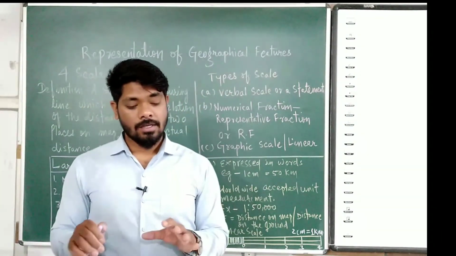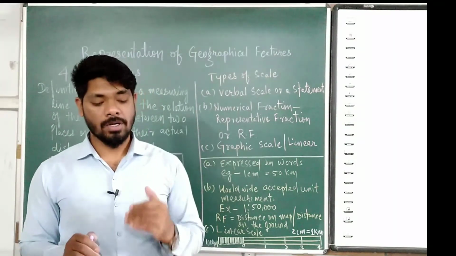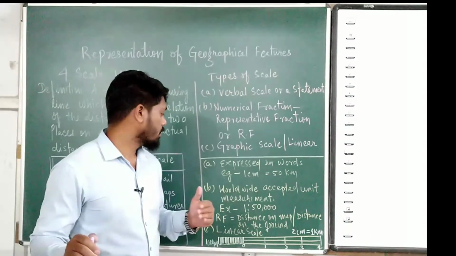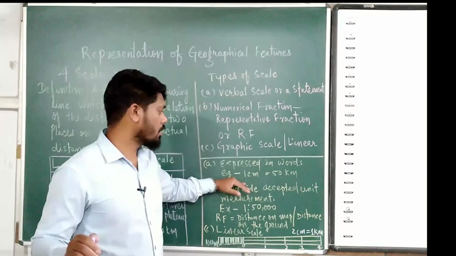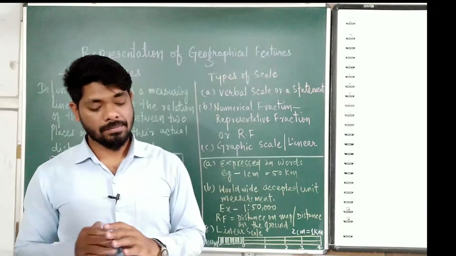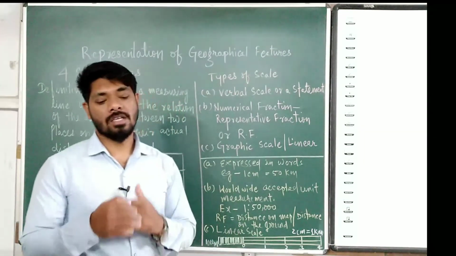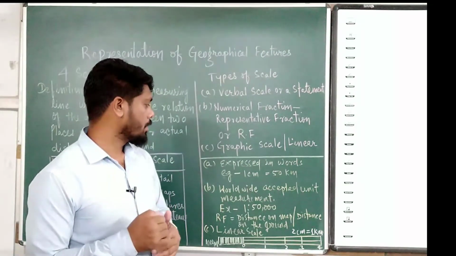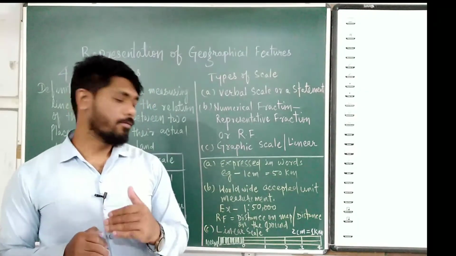In the verbal scale or statement, it is expressed in words. For example, 1 centimeter is equal to 50 kilometers, written in words on the map. This is not very popular because it does not give accurate measurement, but it is a type of scale expressed in words.